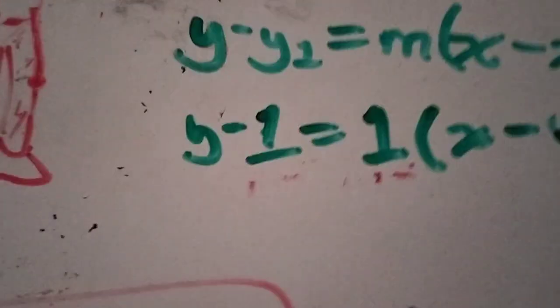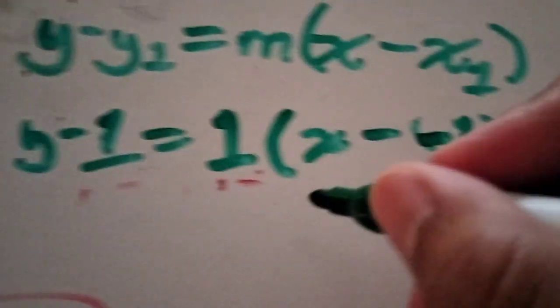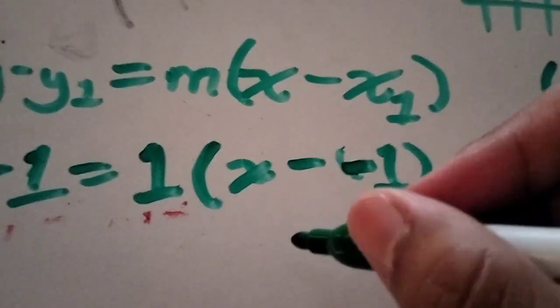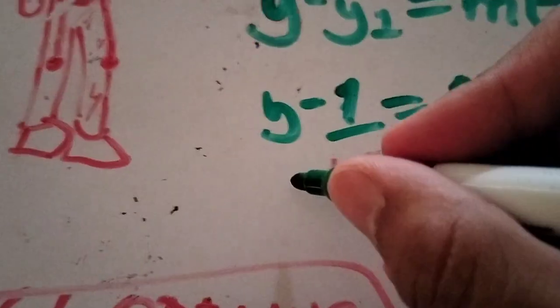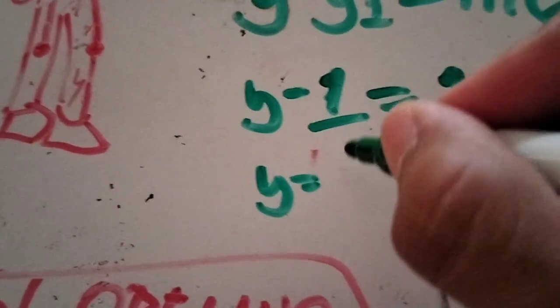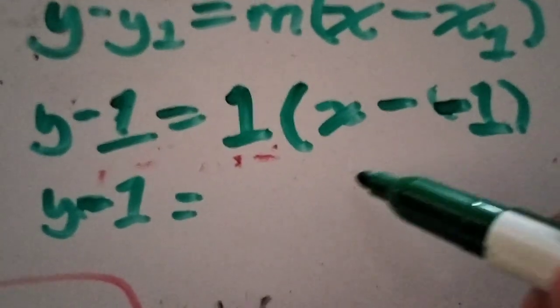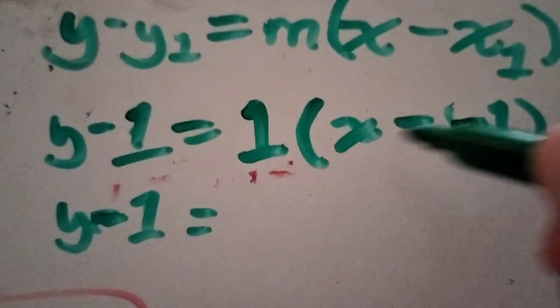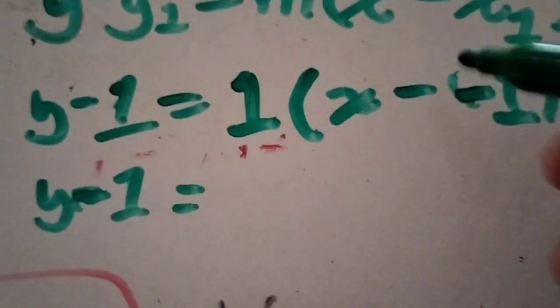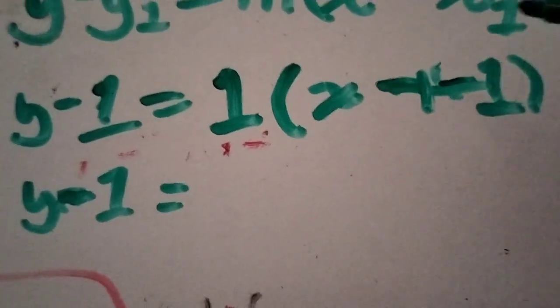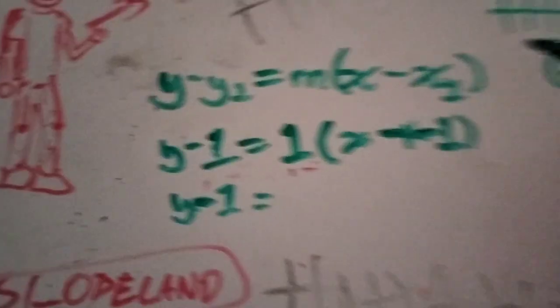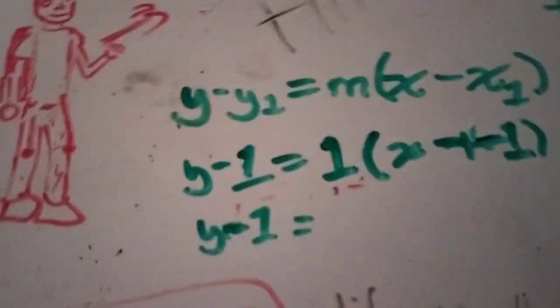Now let's solve this equation together. How do I do this? Let me see. Y minus 1 equals 1 times all of this. We can convert this to an x plus 1 because two negatives make a positive.